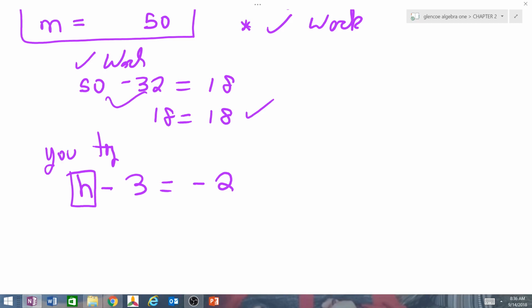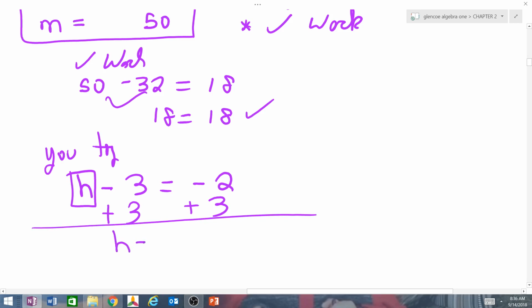So raise your hand if you know what to do and take me step by step. Okay, right here. Thank you. First thing you do is you have to get rid of the negative 3. But since it's negative, you don't minus it. You plus it to get it to 0. So you plus 3, negative 3, and then plus 3 to negative 2, and then you get your answer. Which is what? 1.